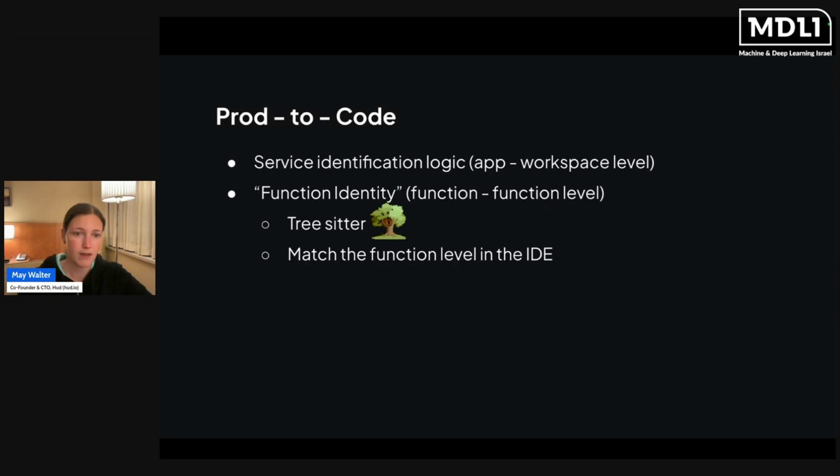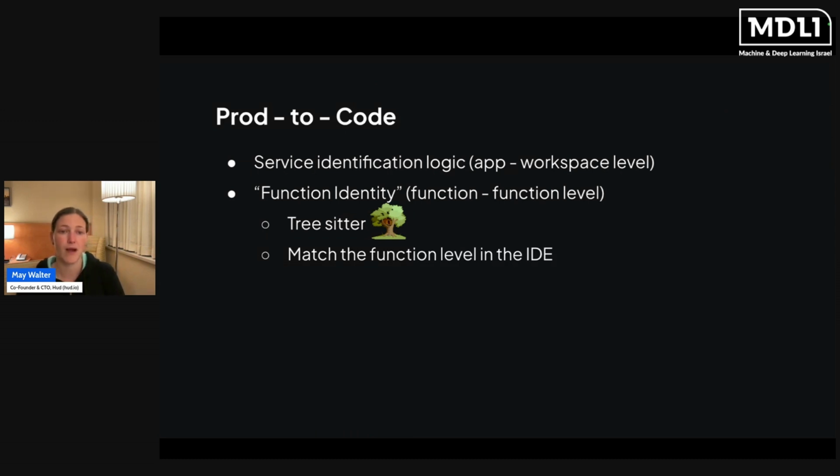process. So basically, we have the top level service identification logic, which helps us match the application in production to the workspace in which we're looking at. And I'll ignore the more complex cases like monorepos, which are also quite challenging, but that could be subdirectories, or basically saying this application is represented in this workspace.